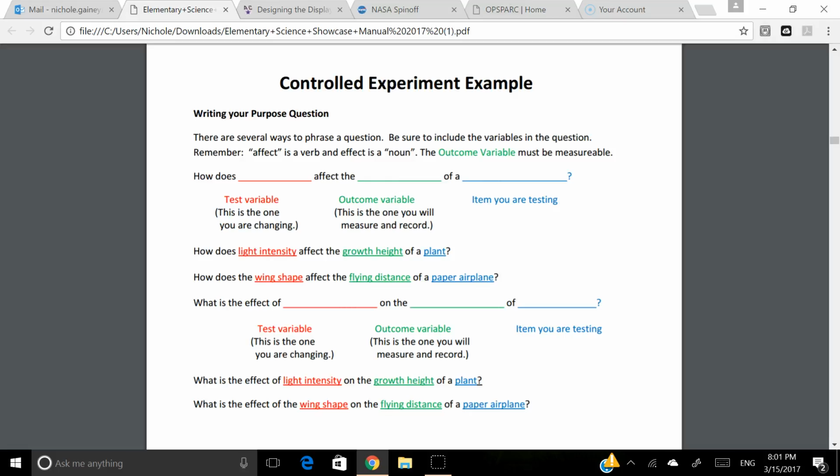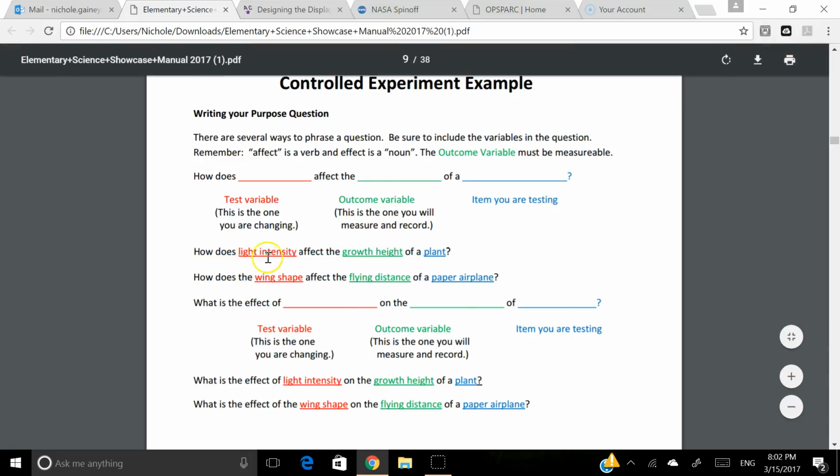So our manipulated variable, or our test variable, was wingspan. Our outcome variable, or our dependent variable, is the distance. And the item that we're testing was our paper airplane. You can see here some examples to give you some guidance on how to form the initial question to be investigated. Another one here is, how does light intensity affect the growth height of a plant?